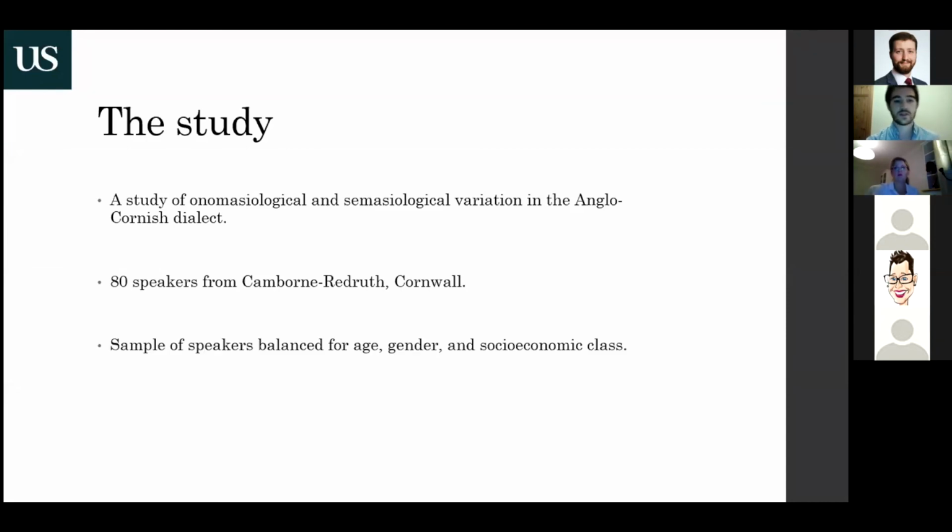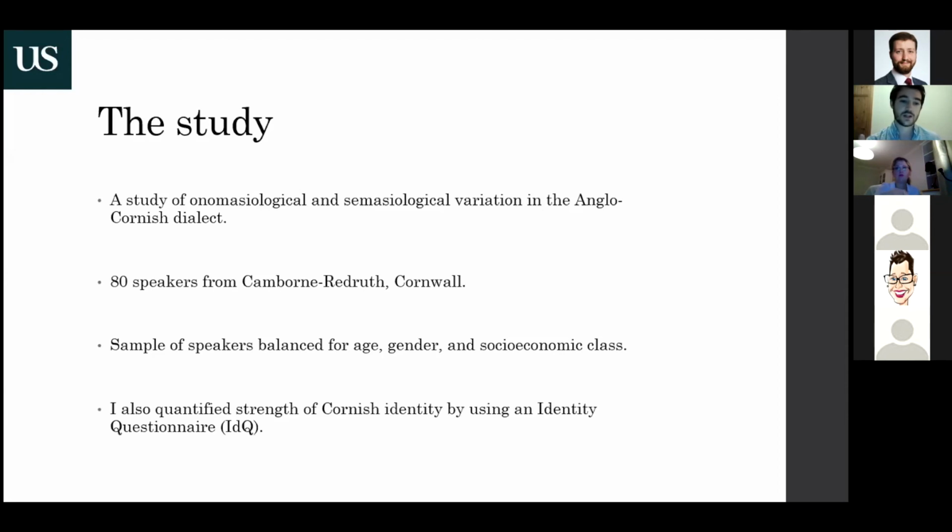And the sample of speakers were balanced for age, gender, and socioeconomic class, as is conventional in variationist sociolinguistics. Additionally, from a pilot study that I did, I identified that Cornish identity was a really important factor in lexical usage within Cornwall. And in order to quantify this identity, I used an identity questionnaire. Okay. And Cornish identity is really complicated, really nuanced. In fact, I have a whole chapter on it in my thesis. But for the purposes of this presentation, it's just important to note that Cornish people famously have a very, very proud sense of local identity.